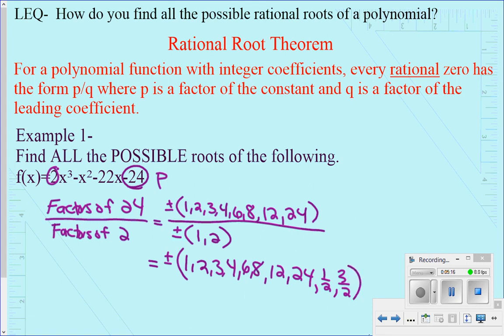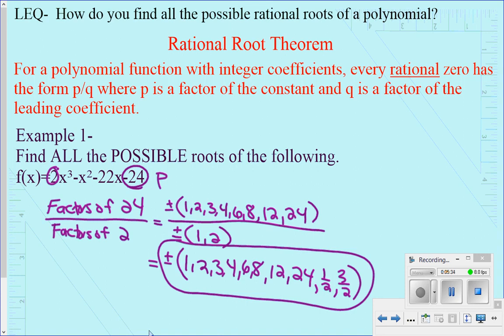I'm going to put the end parentheses, and the possible factors that are the possible rational zeros from this polynomial equation are this list. So all of those numbers and all of those negative numbers are possible rational zeros.